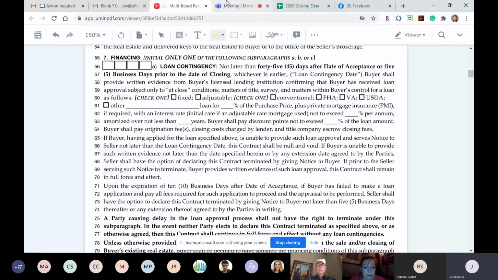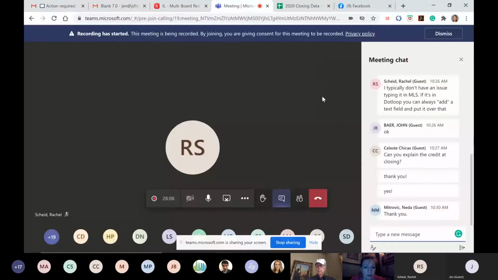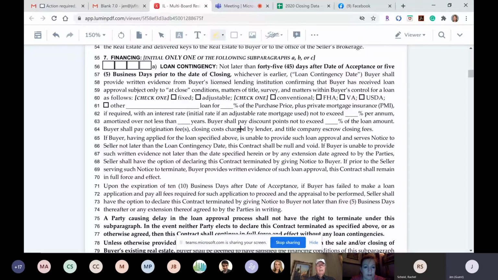It's not to lock them in, saying you have to get this rate at 3%, even though rates have gone down, or you have to borrow a certain amount. This is solely for your buyer's protection. Because if they can't, let's say you check loan contingency, yes, we've initialed, we need this loan contingency. I'm determined to get this thing working for me.